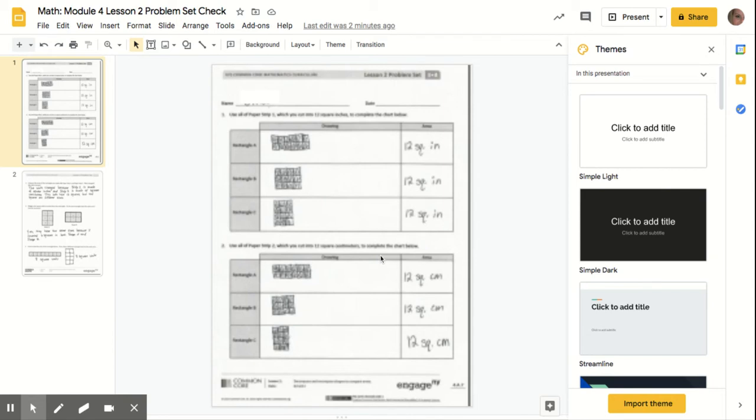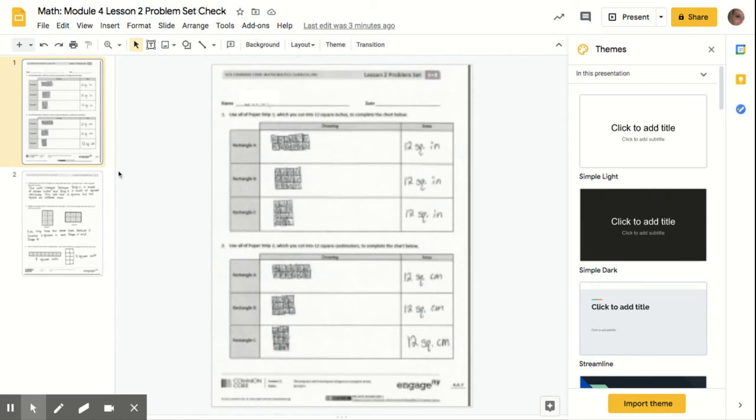Now on number 2, you were asked to use the paper strip number 2, which you cut into 12 square centimeters. And you had to draw 3 different rectangles. Again, just like number 1, your rectangles may look a little different than the ones in the example. However, you could have one that's straight across with 12 square centimeters. But they will all have the same answers. So this one used 2 rows of 6, again, 3 rows of 4, and 4 rows of 3. But if you notice, they all have the same area no matter what the rectangle appears to look like. They're all 12 square centimeters.